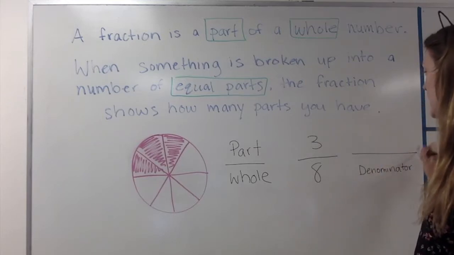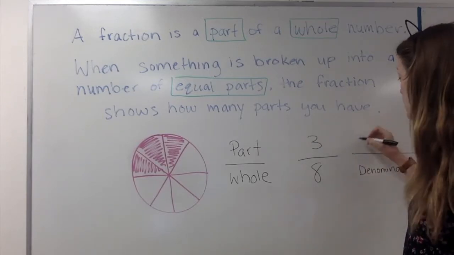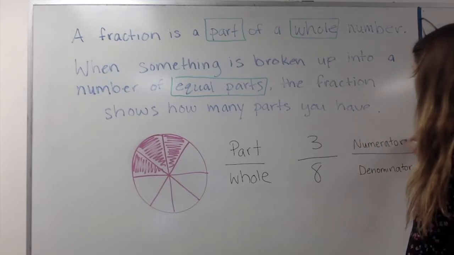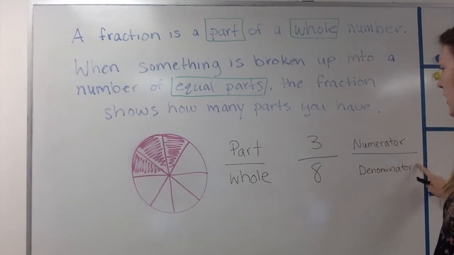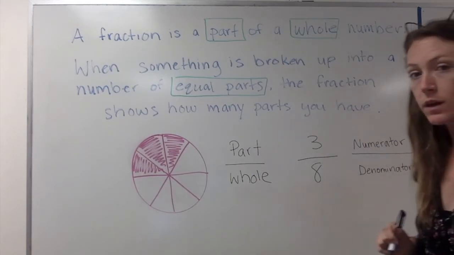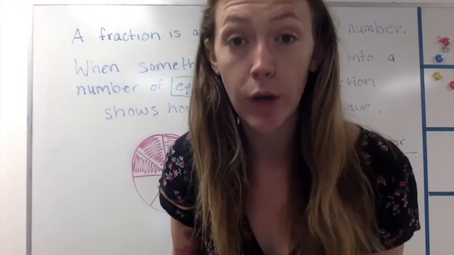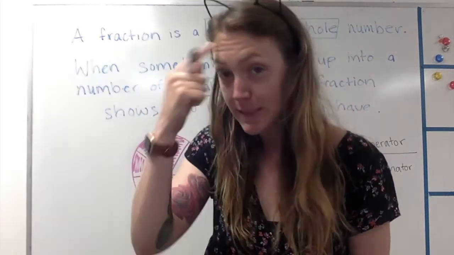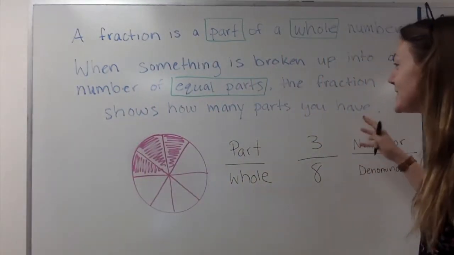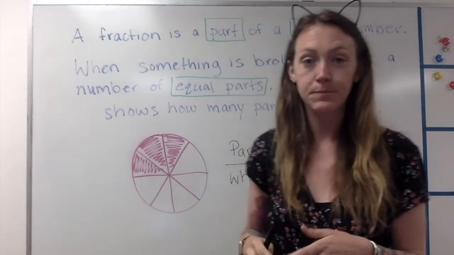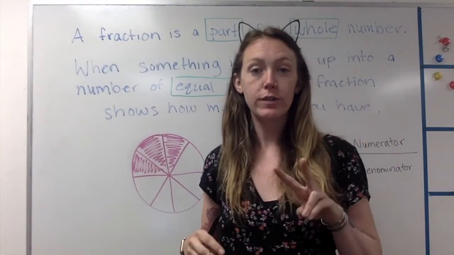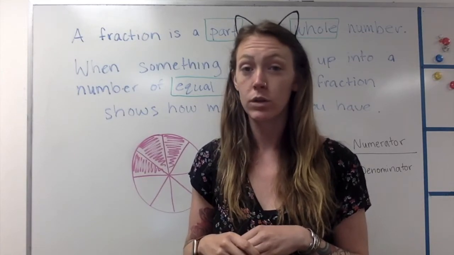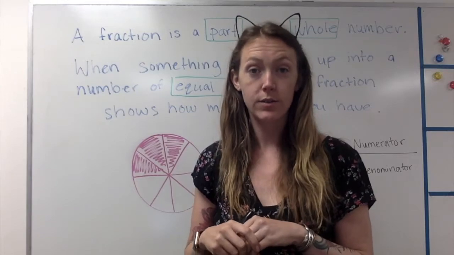Now, the name for the number on top is called the numerator. So we have numerator over denominator, or part over whole. Again, it helps to say numerator in a demon voice, so try this with me. Numerator. See? It's going to be stuck in your head now. So this is how we write a fraction. Now, we have learned 2 different ways that we can represent fractions. So let's have a look at that, and then we'll learn our third way to represent a fraction.